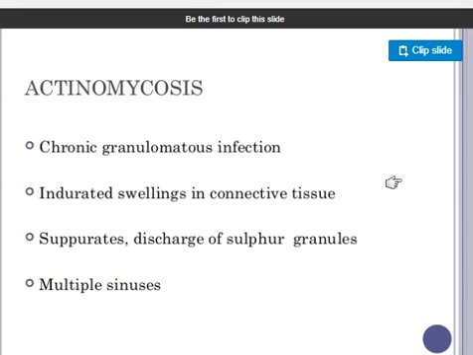Some actinomycetes are pathogenic, which cause swelling in the connective tissue, and when certain strains create infection in humans, they produce sulfur-like granules in the wound, which is a specialized characteristic shown by the actinomycetes when it causes infection in humans.